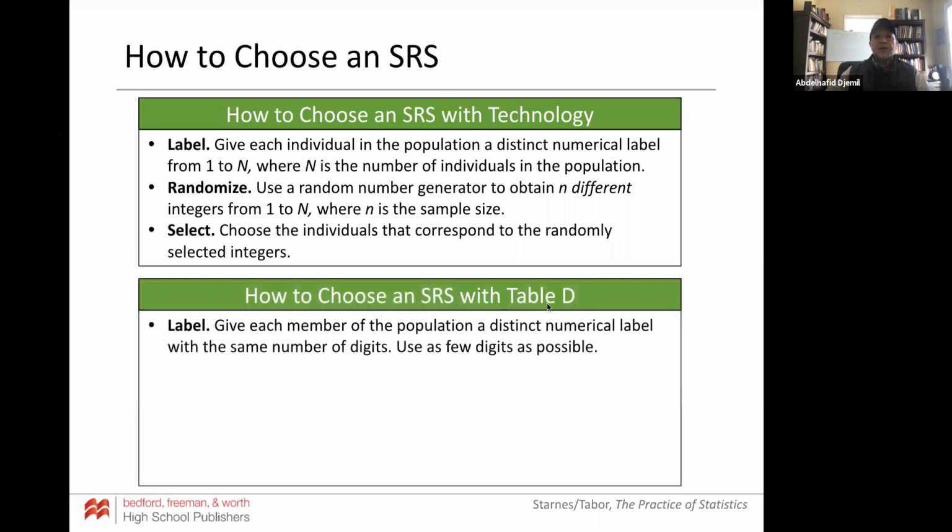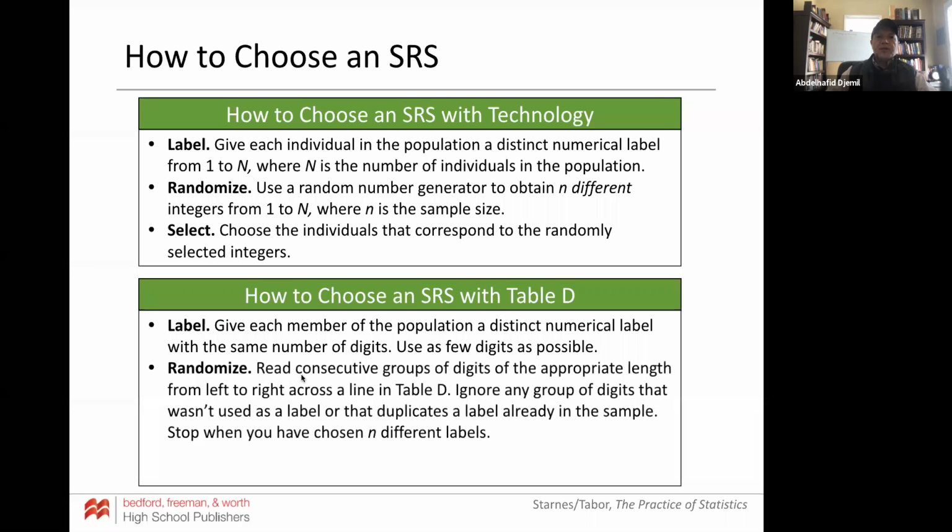How to choose an SRS with Table D. Table D, I think I shared with you the table, but I will share it for sure this time and make sure that it's available to you. So give each number in the population from 1 to 10 supposedly. If we use from 1 to 10, then we're going to be using 01, 02, 03, and so on. Then we randomize.